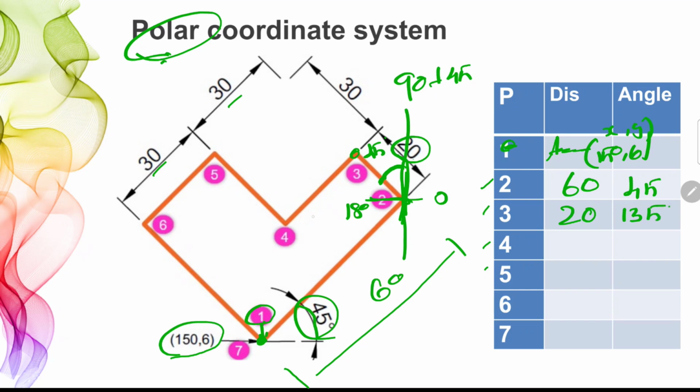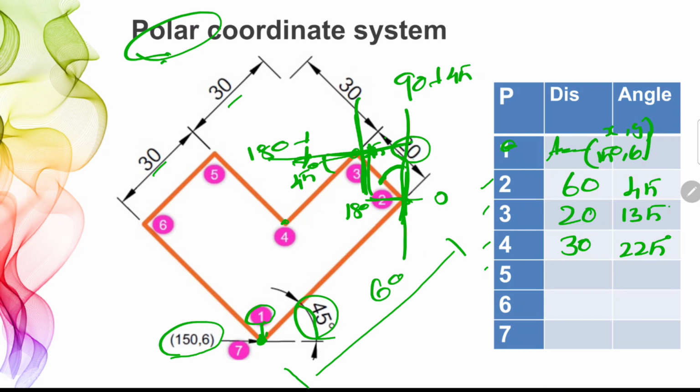Next we want to mark point number 4. To mark point number 4, point number 3 is acting as the origin point. Okay, this is our origin point. So what is the distance? The distance is 30. What about the angle? Already we know this is our angle. The angle is 45 degrees. We are not able to mark 45 degrees directly. So we know very well this is 180 degrees. So 180 plus this 45 degrees is 225 degrees.